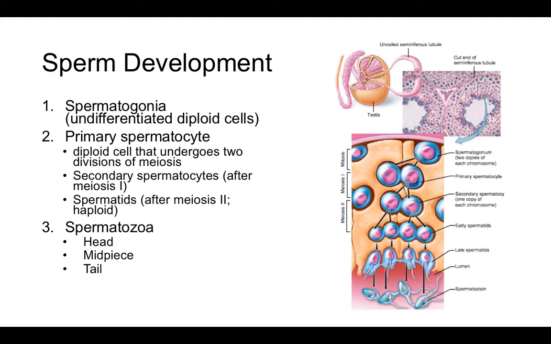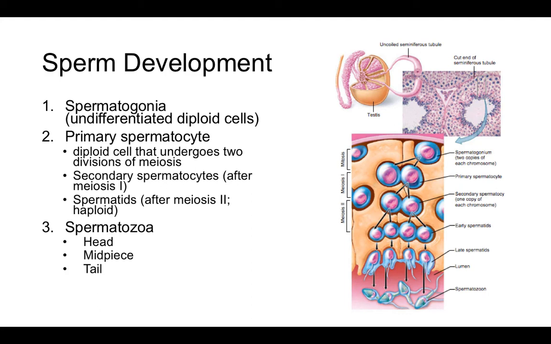The spermatogonia are undifferentiated diploid cells. What does diploid mean? It means that these cells have 46 chromosomes. They have yet to separate down into 23. Now, the primary spermatocyte is the diploid cell that undergoes 2 rounds of meiosis. Meiosis is the process by which genetic variation is introduced, as well as the number of chromosomes is halved. So that way you only get 23 from your dad and only 23 from your mom, so that when they combine, you have 46, which is a viable human.